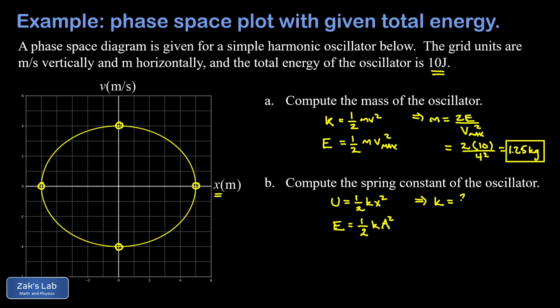That's going to be 2E over A squared. And I plug in the numbers. We were told there's 10 joules of total energy, so 2 times 10 over the amplitude squared. That was 5 meters all squared. And I arrive at a spring constant of 0.8 newtons per meter.